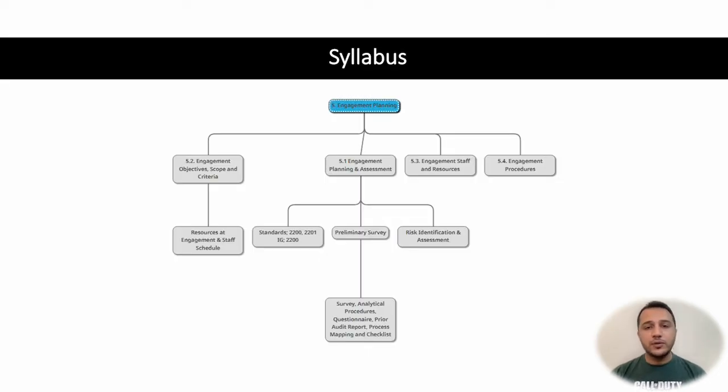This is a brief mind map for those who are visual learners. It reflects what we will be covering in this entire unit. We will be discussing engagement planning, then the objective and scope of any audit engagement, and how we manage our internal audit resources. The fourth section will be about audit procedures, and there is one missing, which is the overall audit program. After all this, we come up with an audit program. So this is the holistic view of the entire unit.